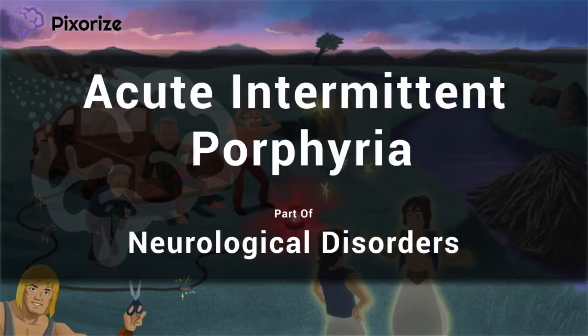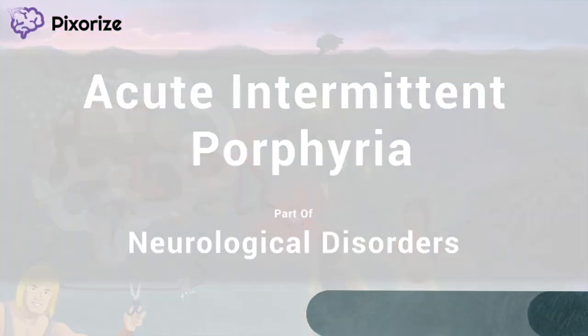Welcome to Pixarize's scene for Acute Intermittent Porphyria, or AIP. Our scene is set on the banks of a secluded river where a trio of familiar faces have gathered to drown their sorrows and wallow in ignominy. Sounds depressing, doesn't it? Let's get started.